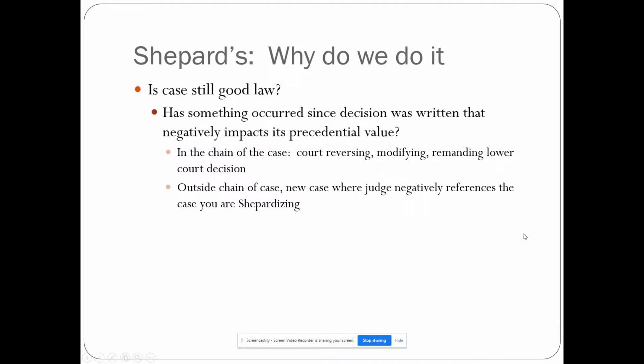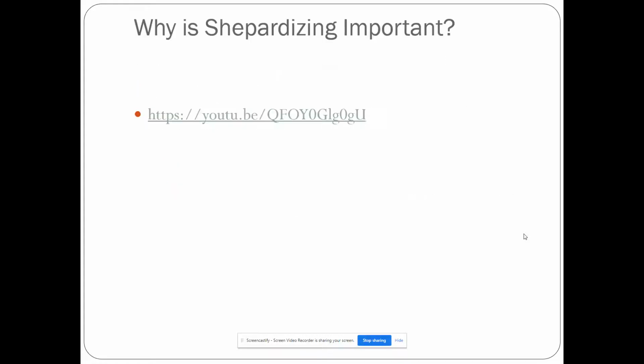Okay, so why do we do it? Just the same reason we did KeyCite. Two reasons. One, is the case good law? Has something happened since this decision was written that negatively impacts its precedential value? If it's in the actual chain of the case, has a higher court reversed it, modified it, vacated it, anything that makes this case no longer good law? Outside of the chain of the case, is there a new case where a judge somehow negatively references the case you are Shepardizing, overruling it, questioning it, abrogating it, anything like that?